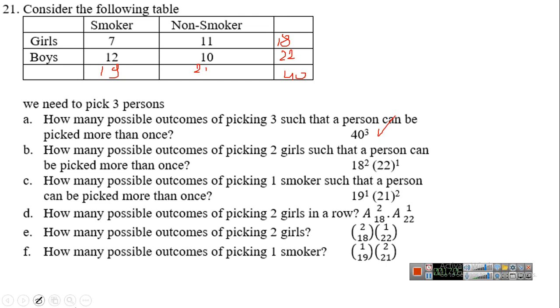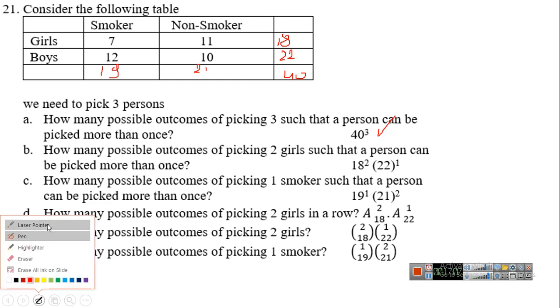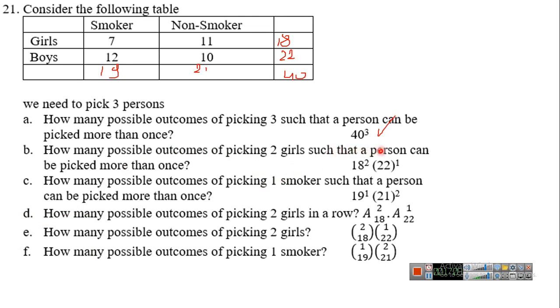It's a P list. How many possible outcomes of picking 2 girls such that a person can be picked more than once? Okay, it's a P list. I want 2 girls. How many girls I have? 18. So 18 power 2, remains the rest to be boys. 22, 1 remains boy, 1.